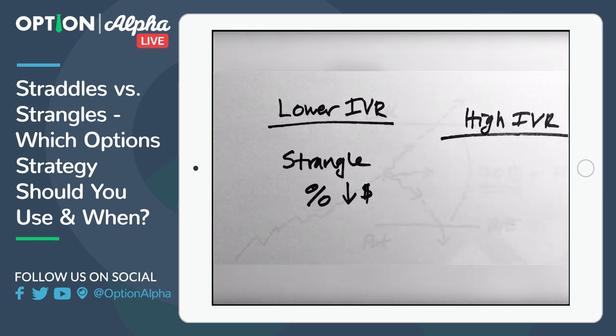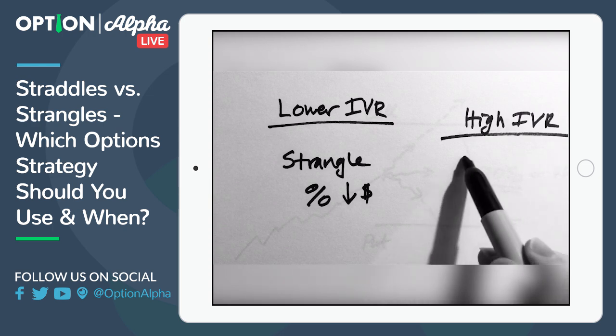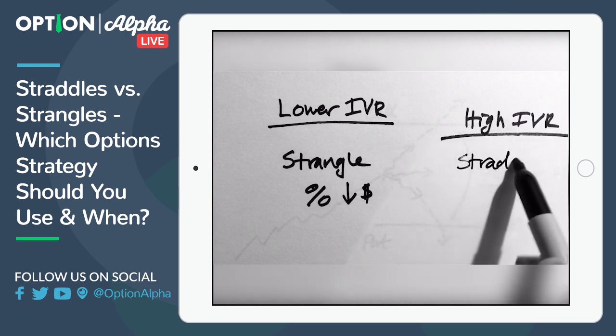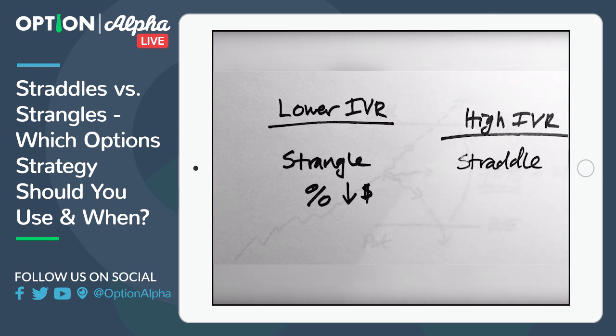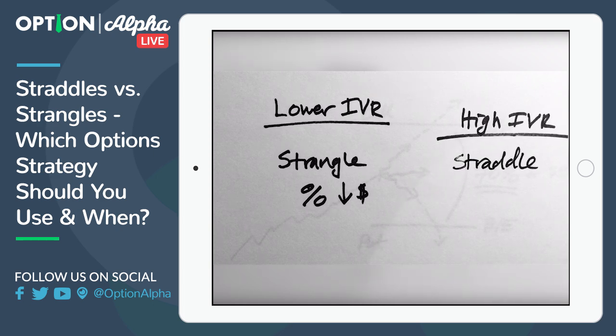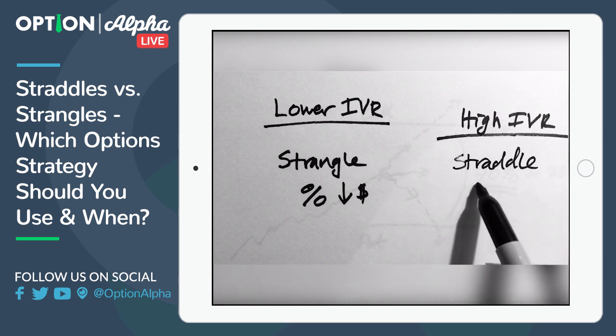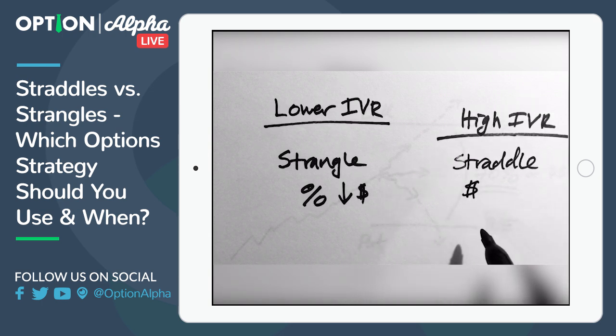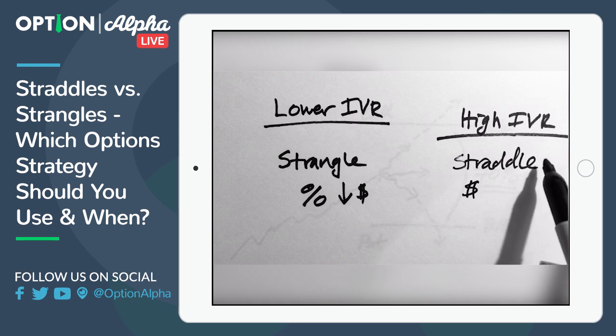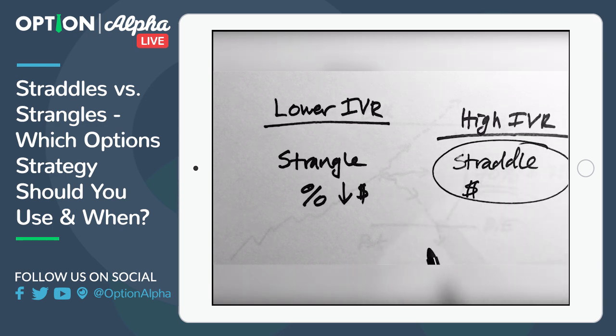When there's higher IVR, or higher implied volatility rank in the market, higher implied volatility across the board, then you want to choose the straddle. You want to go a little bit more aggressive with your trading strategy, so that if the market does see that quick drop in implied volatility, your potential premium is going to realize itself much quicker.